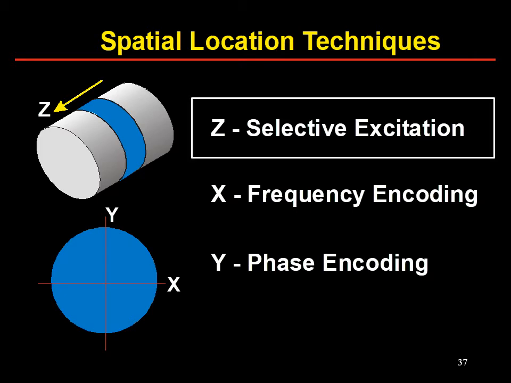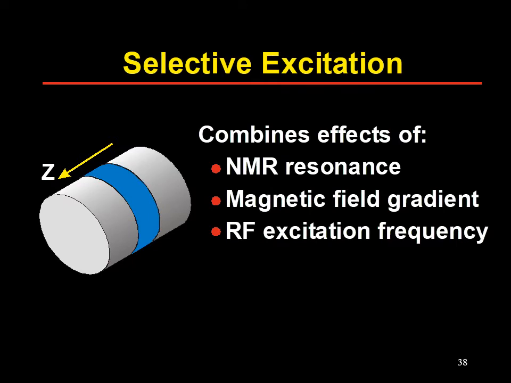First, let's examine selective excitation in the z-axis. Selective excitation combines the effects of NMR resonance, magnetic field gradient, and an RF excitation pulse. The model we use is illustrated on this slide, this white cylinder lying on its side with the z-axis running along the long axis of the cylinder.